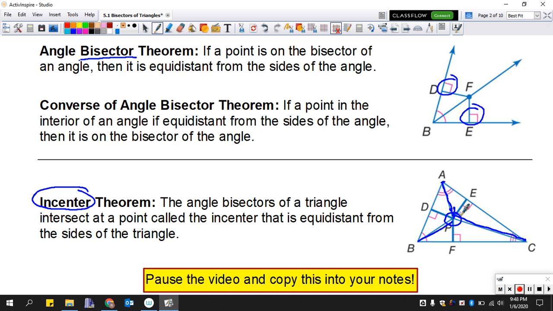One real life application that you can run into with this is that if you are trying to balance a triangular shaped object, this incenter is the balance point of that triangular shaped object. So pause the video and copy this into your notes, and then we'll do several examples.